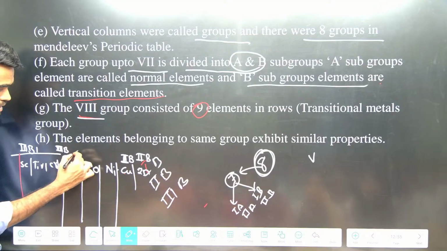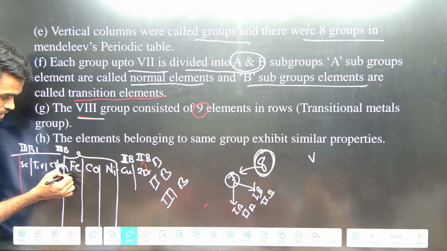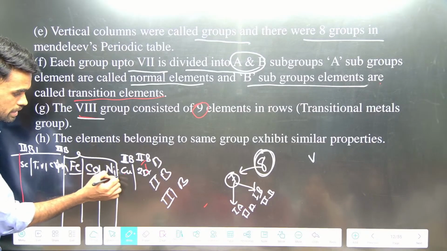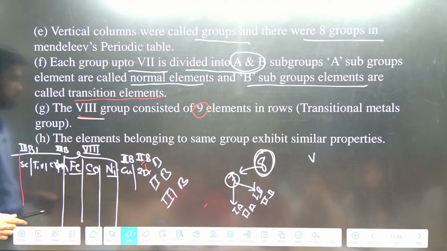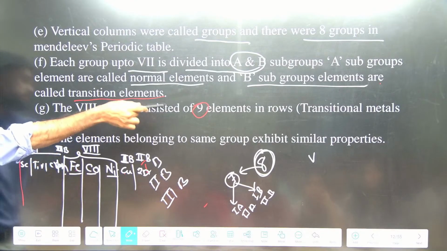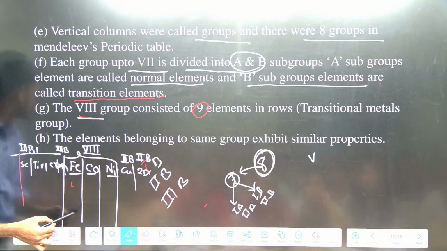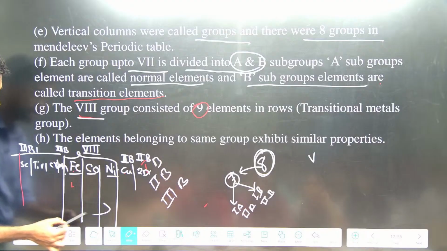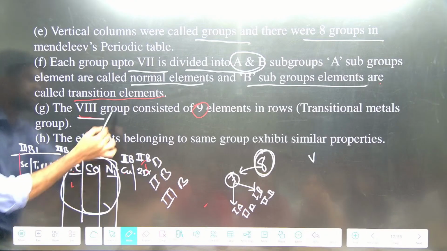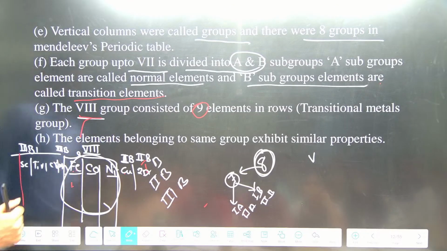Now, these three elements, iron, cobalt, nickel, all together are considered to be the 8th group. How many elements are they saying? 9 elements. After this we have ruthenium, then osmium, and here also we have. So all these 9 elements are what they are saying about this 8th group. Is this clear? Okay.